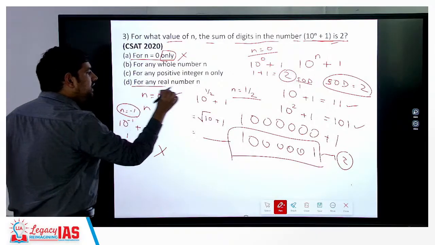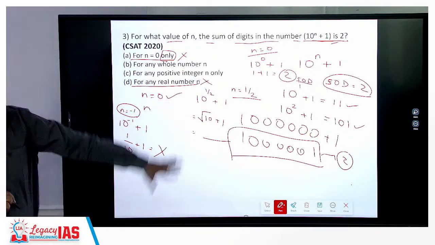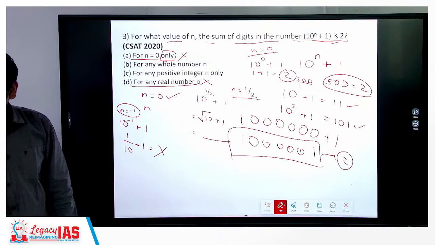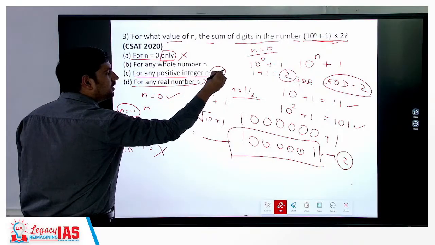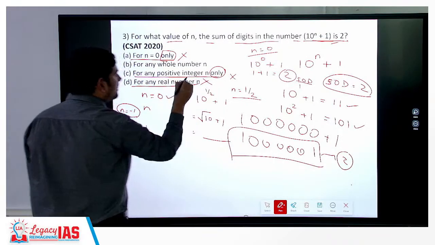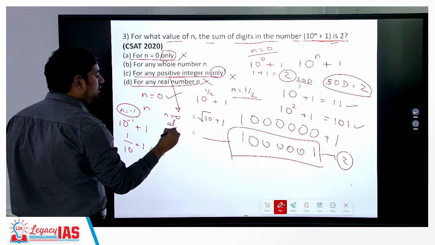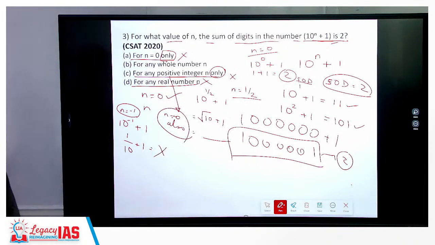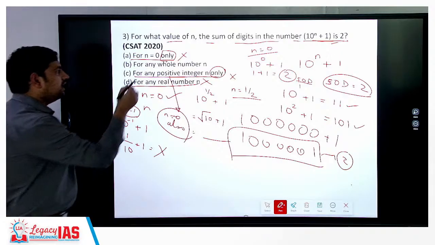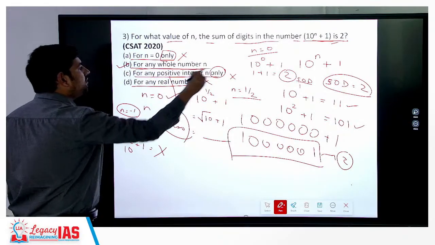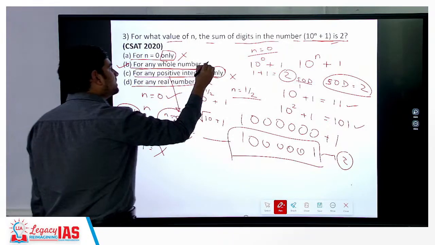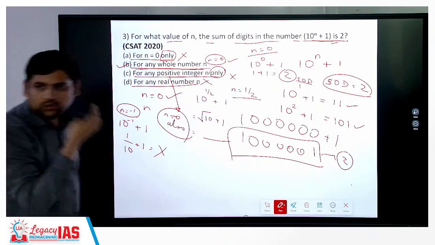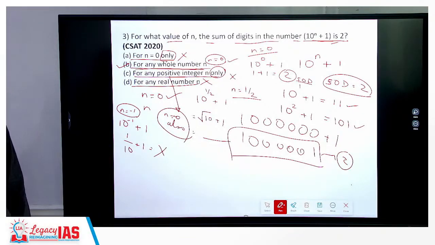So option D, for any real number, is wrong, because for 1 by 2 this is not holding. Then for any positive integer n only, this is also wrong. Why? Because it holds for n is equals to 0 also. N is equals to 0 is again the fringe case that you must not miss. So answer is B, for any whole number n, because whole number includes all the positive integers as well as n is equals to 0. Okay, so answer becomes B.